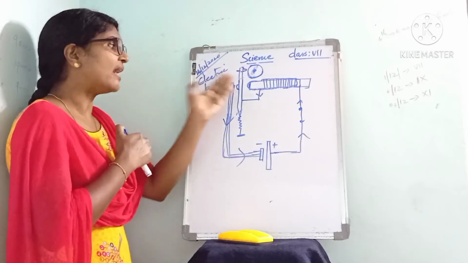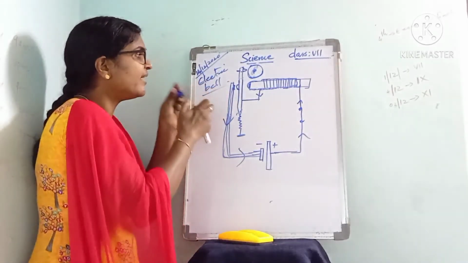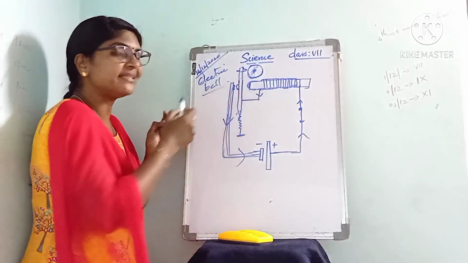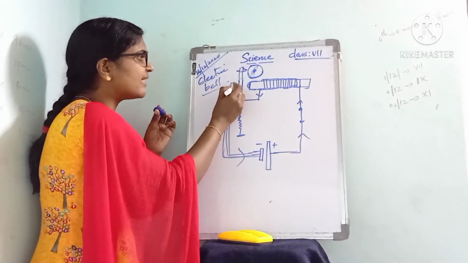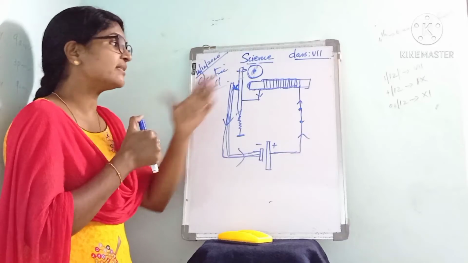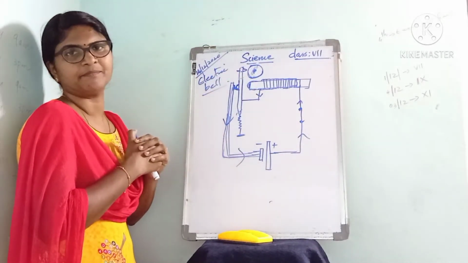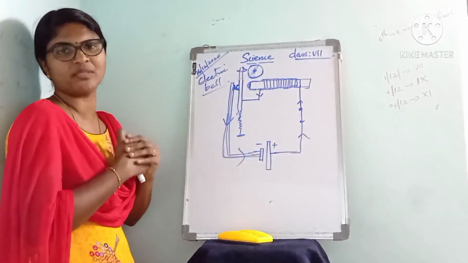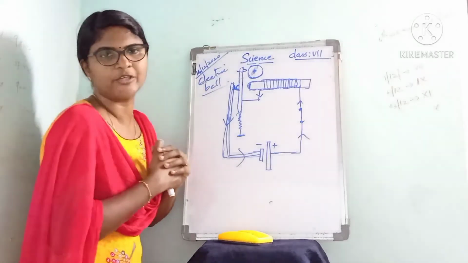As the coil loses its magnetism, the hammer returns to its original position. Again, the circuit is completed and electric current begins to flow once again through the circuit.